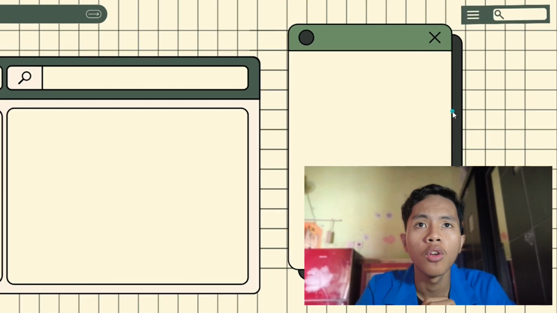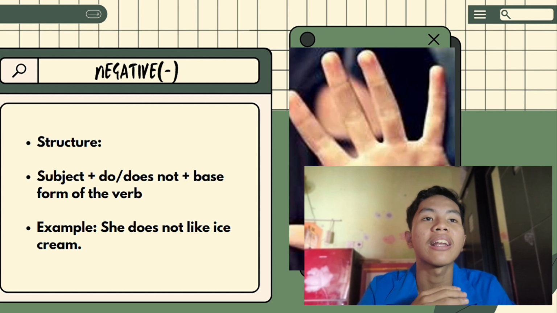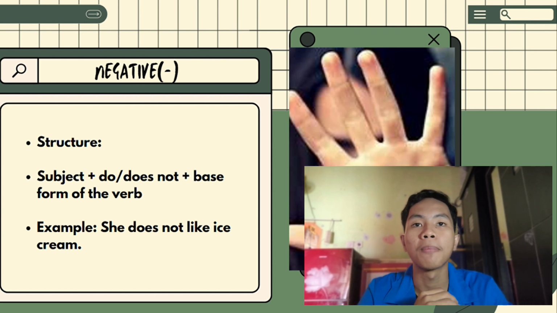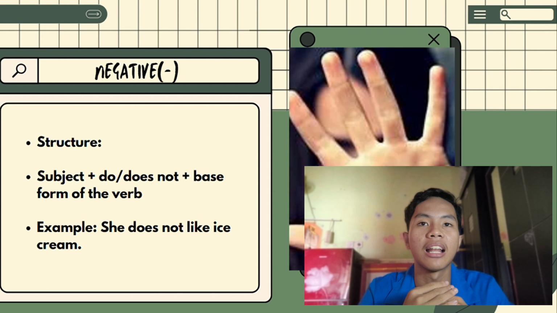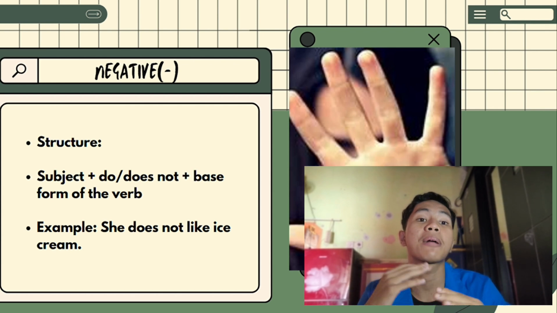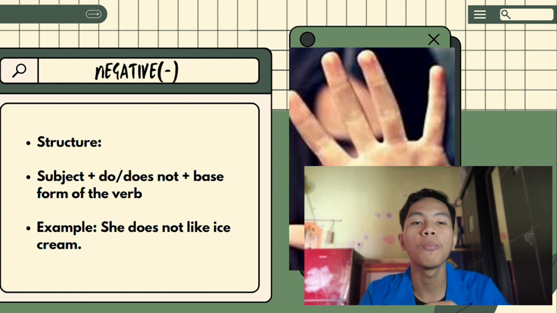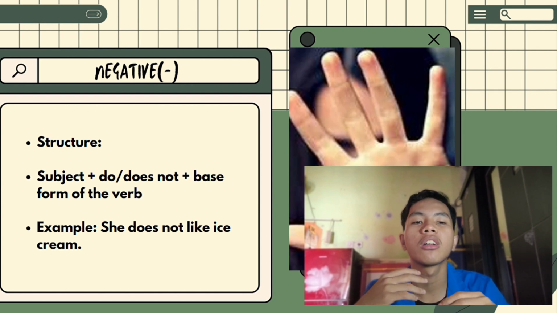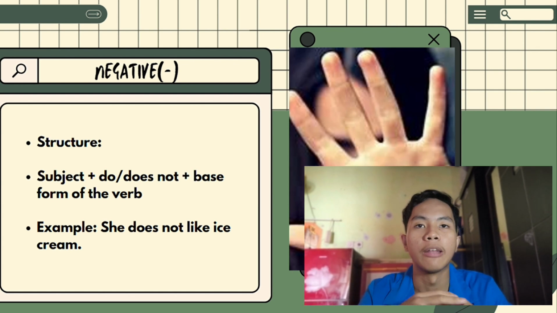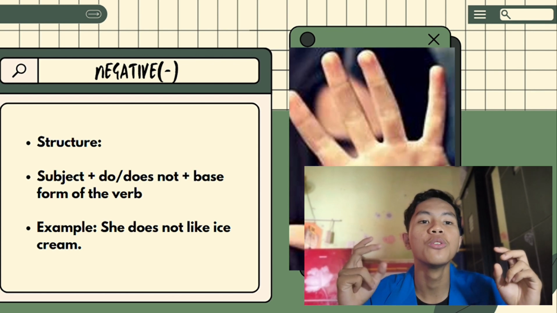Next, the negative structure is subject plus do or does not plus base form of the verb. Nah, kalimat negatif ini adalah subjek ditambah do, does, not. Karena kalimatnya negatif yang merujuk kepada perkataan atau pernyataan tidak atau menolak, dan ditambahkan dengan base form of the verb. Jadi bedanya dengan positive, in positive no not, but in negative is do or does not.